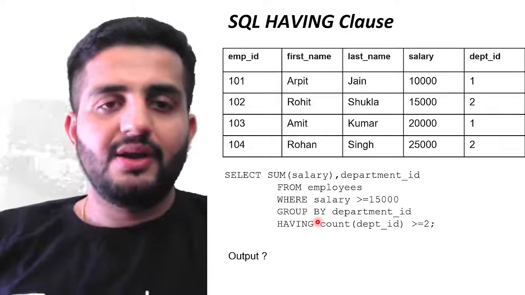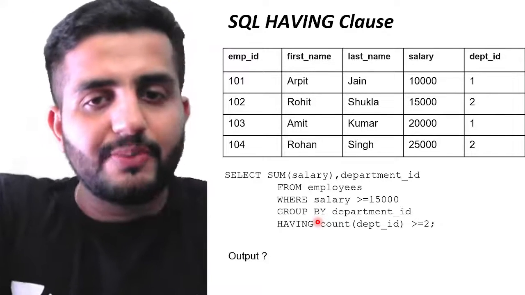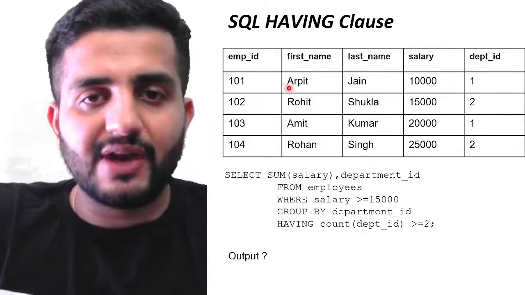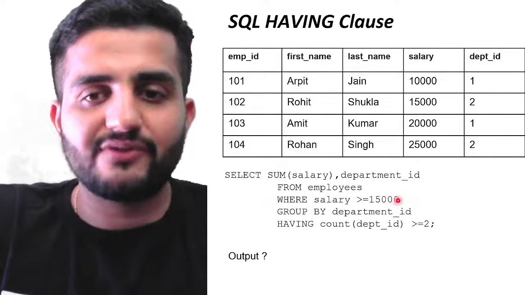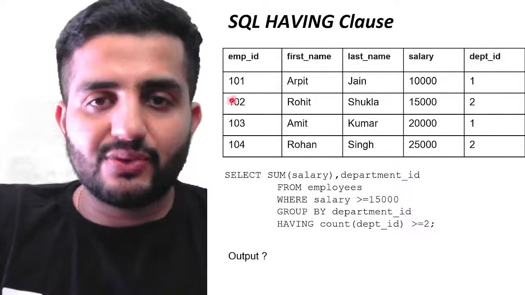So again they both are filter criteria. Where is used before your group by. So सबसे पहले where execute होगा. So at this point of time your row ID 1 will be removed, because this is not fulfilling this criteria, right? So this is executed. You are left with only 3 rows.